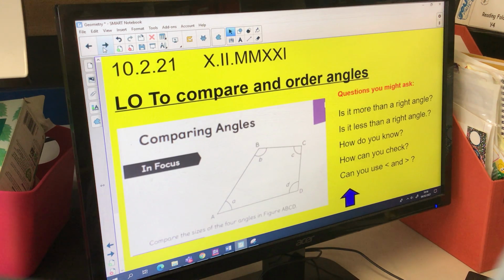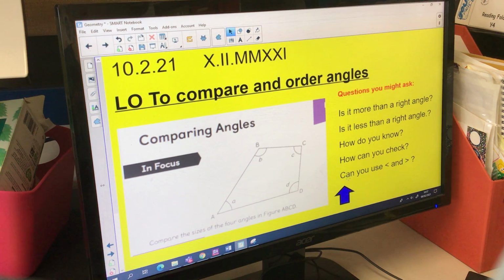Okay, so we're going to compare and order angles. This is our in focus task. It says compare the sizes of the 4 angles in figure A, B, C, D. You can see we've got a quadrilateral and we have to compare. If we're comparing, what sort of questions might we ask? We might be saying, is it more than a right angle? Is it less than a right angle? How do we know? Can we check? And can we use greater than or less than?